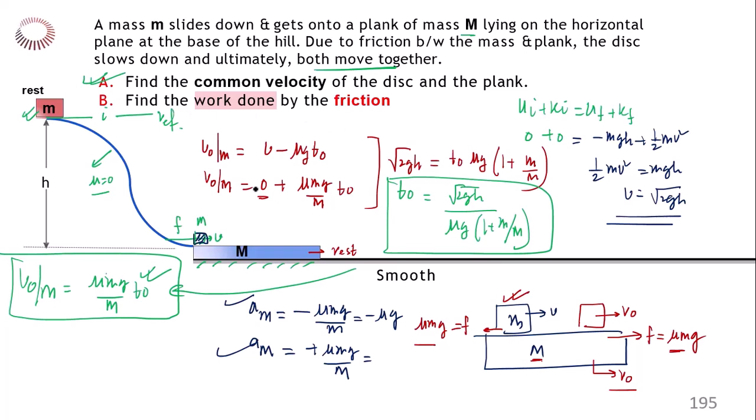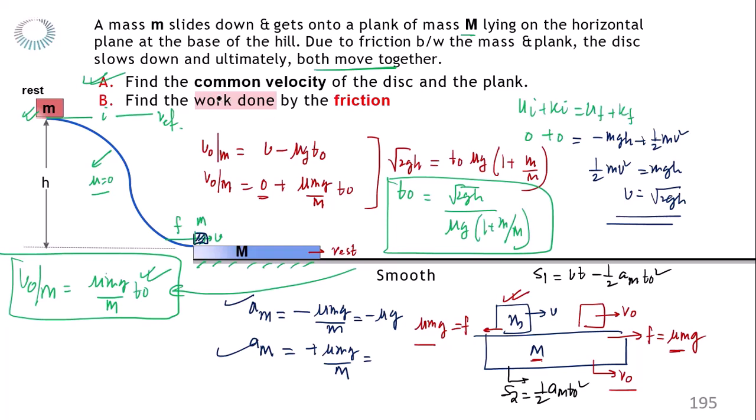Now regarding the work done by the friction, both the particles are not moving the same distance. Why? Because for the small m, let us say the displacement is S1. S1 should be equal to Vt minus half a small m into T naught square. The displacement S2 should be equal to half a for capital M into T naught square. Both numbers are different. In fact, S1 will be more, S2 will be less. So there is a relative displacement between 1 and 2 until the slipping stops.